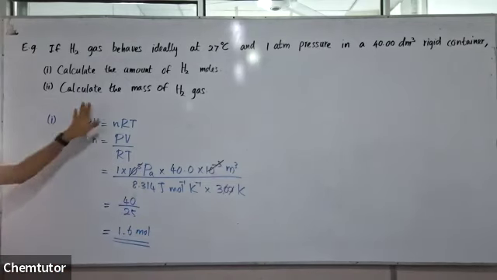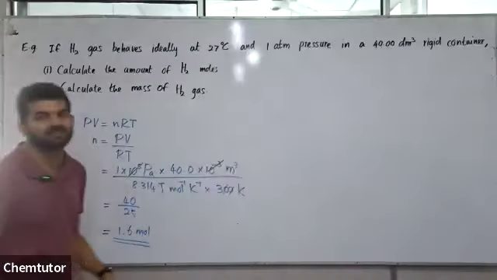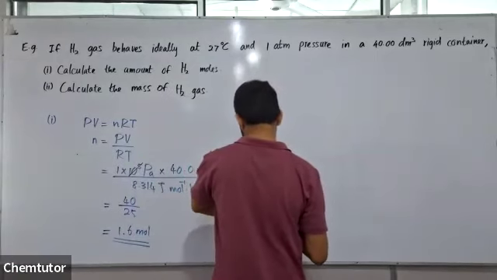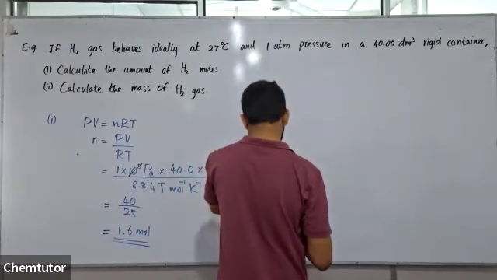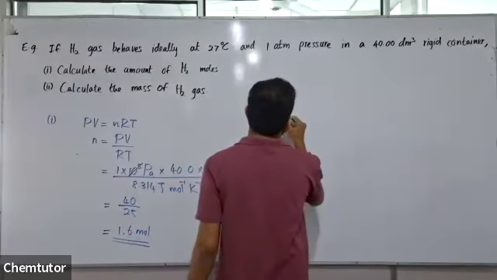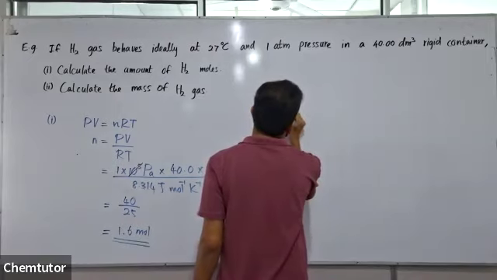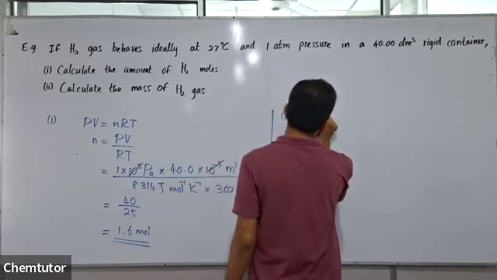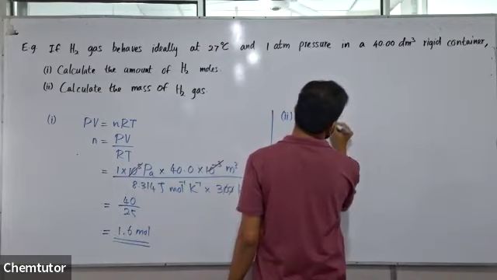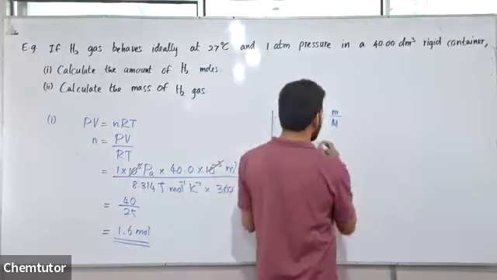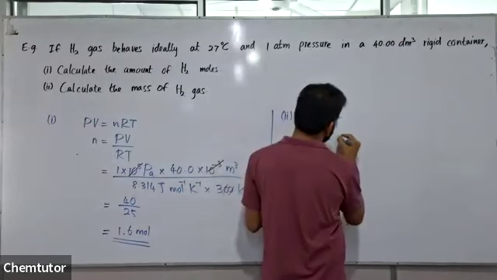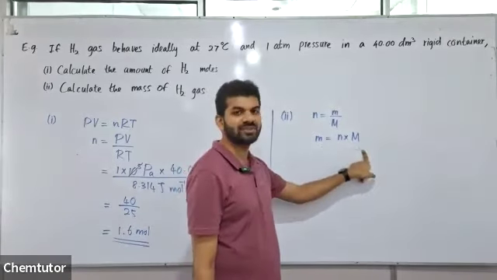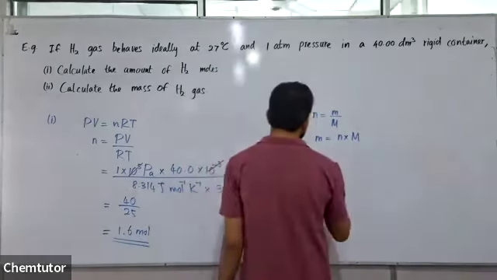The second one, calculate the mass of hydrogen gas. Now we know that there's an equation, number of moles equals mass divided by molar mass. Then to find out the mass, we can rearrange this: mass equals number of moles into molar mass. So we can find out the mass of hydrogen.